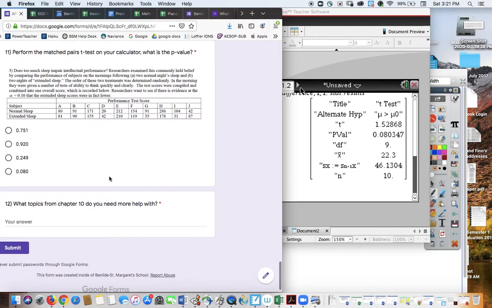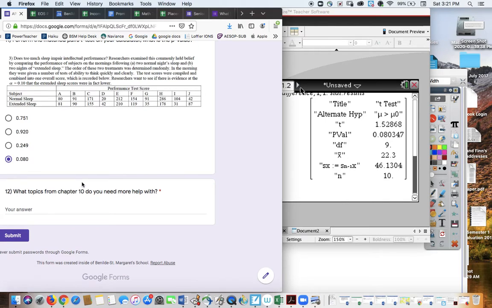Question 11 is asking for the p-value. Here's the p-value, 0.080. So there's the p-value. And then the last question was just what topics do you need help with?